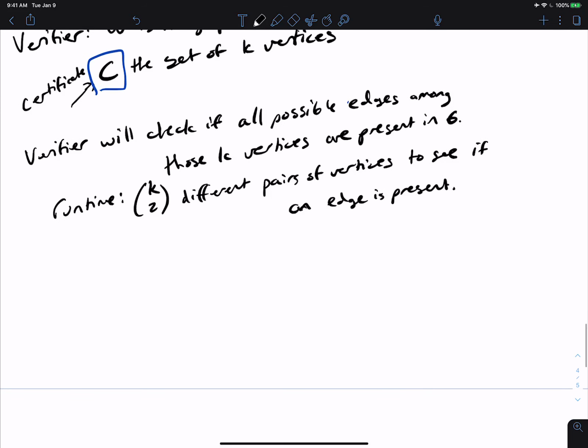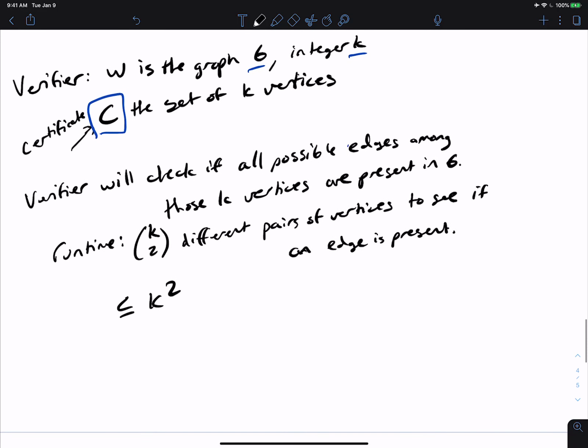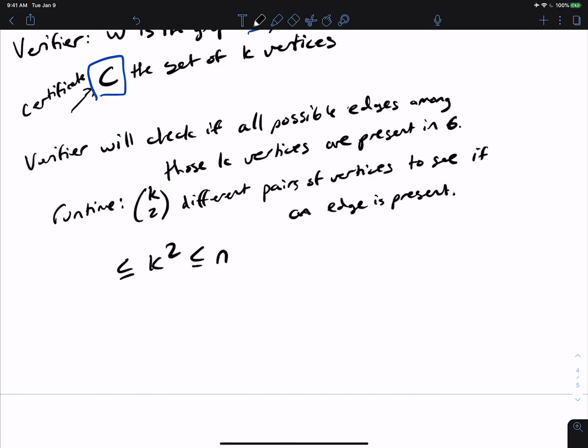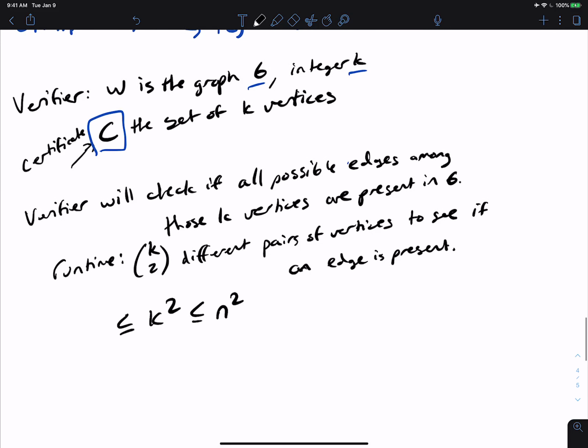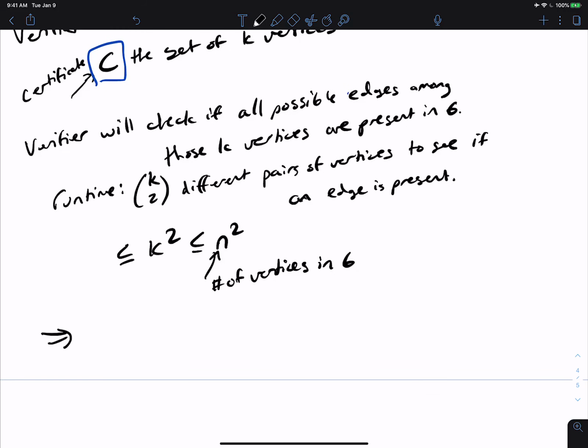And, well, what is k choose 2? Well, it is at most k squared. And we know that k can't be more than the number of vertices because the entire graph could be a clique, but you don't need any more than that. So this is at most n squared. Well, n squared is certainly a polynomial in n, where n in this case is the number of vertices in G. So this actually tells us that the clique problem is in NP.